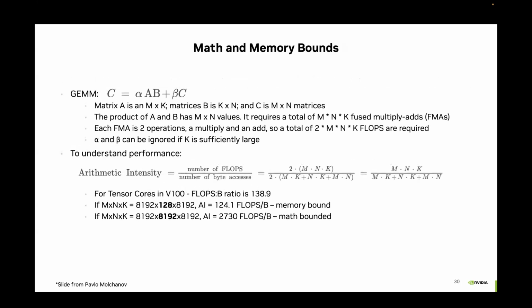All right. Well, if you look at this, let's break it down a little bit more about math and memory bounds here. Matrix A is an M by K. Matrix B is a K by N. C is an M by N. Everybody still back in their linear algebra class? Remember what it was like those first few days? That's still valid.